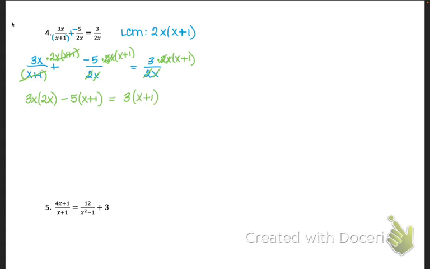So from here, we're just going to distribute, combine like terms, solve just like normal. So I get 6x squared minus 5x minus 5 equals 3x plus 3.